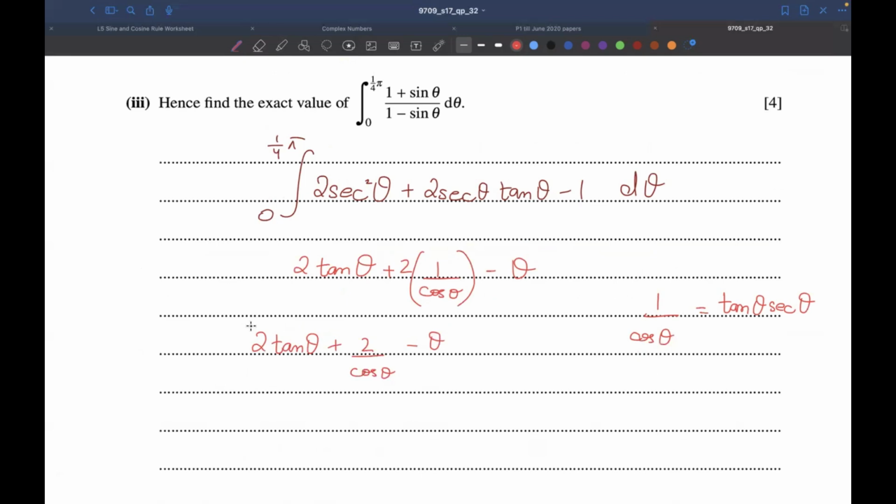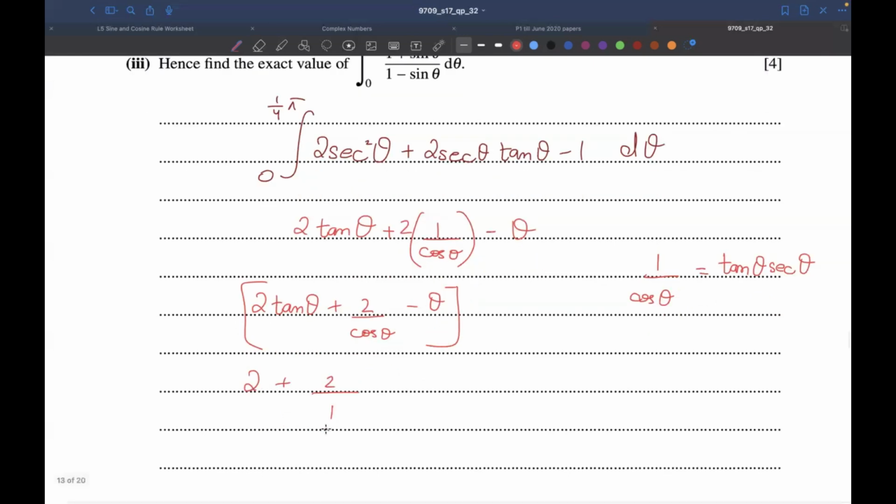And now we can just substitute the limits. The first limit is pi upon 4. So tan pi upon 4 is equal to 1. So this will become 2 plus 2 upon cos of pi upon 4, which is 1 upon root 2, minus pi upon 4. And then we substitute the lower limit, which is 0. So 2 tan 0 is 0, plus cos 0 is 1, so this will become plus 2 minus 0.